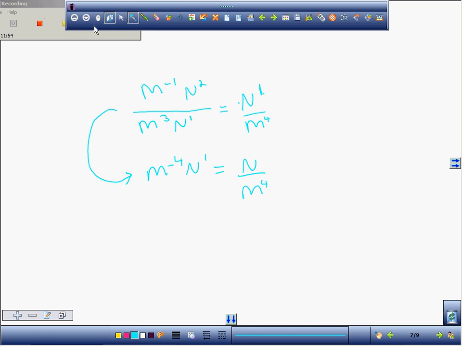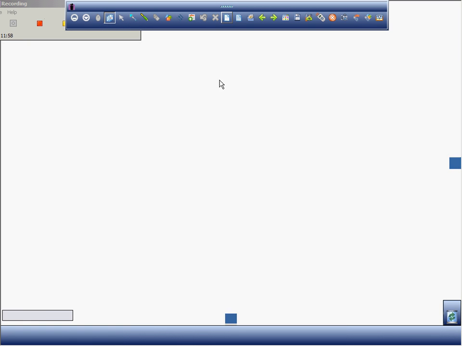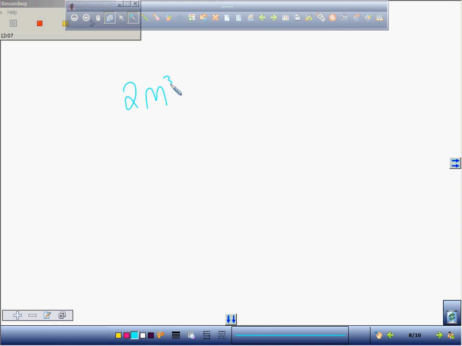Okay? It gets more complicated, I'm sorry. Whoa! What if I had something like this? 2m to the 3rd raised to the negative 4. Ooh, baby. That's a hard one. Any ideas?